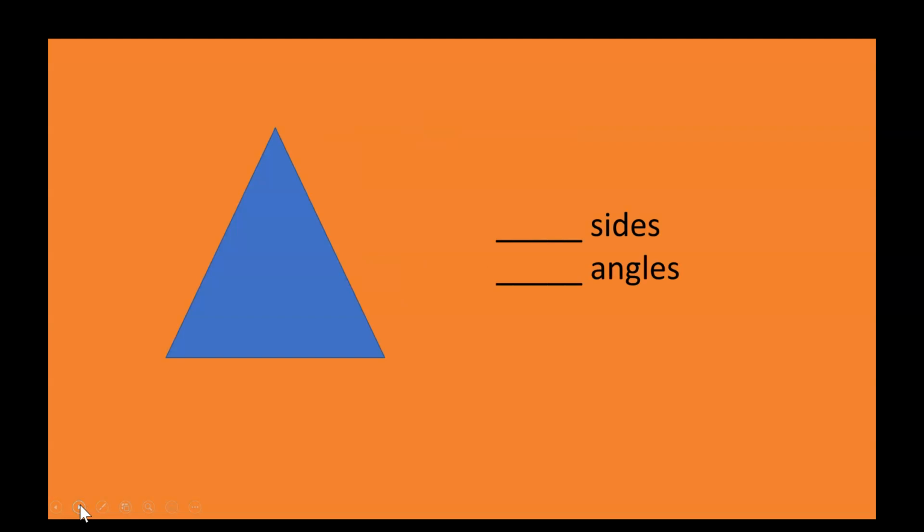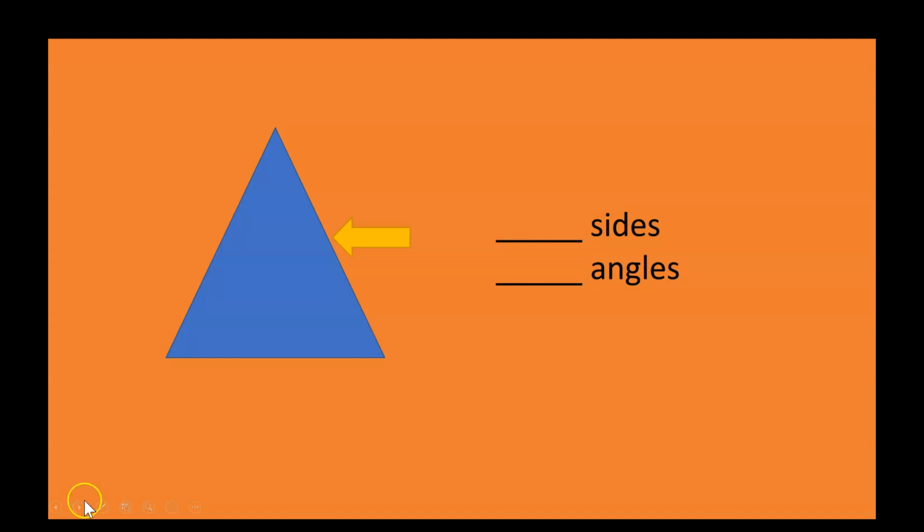Alright, we're going to be talking about shapes here, and we're going to be determining their attributes. Their attributes are what makes the shape look the way it is. So we're going to be talking about sides and angles. So first, let's determine how many sides this shape has.